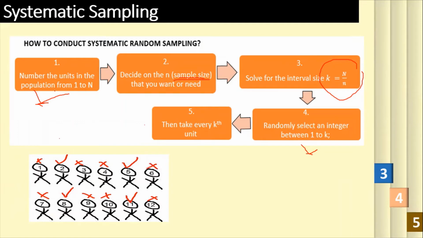So, the first step: determine your population. The second one: determine your sample size. Sige, magyapon mo sa mga uban nga probability sampling. The third one is compute for the K, or your interval size. So, katong formula ganina. And then, randomly select an integer sa imong starting nga sample. Dapat within 1 to k lang. And then, take every k unit. So, kani is random. Then, kani is systematic na lang siya. Like it was stated a while ago.